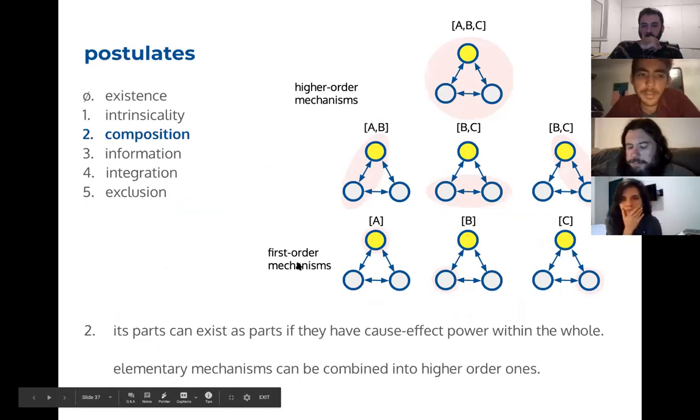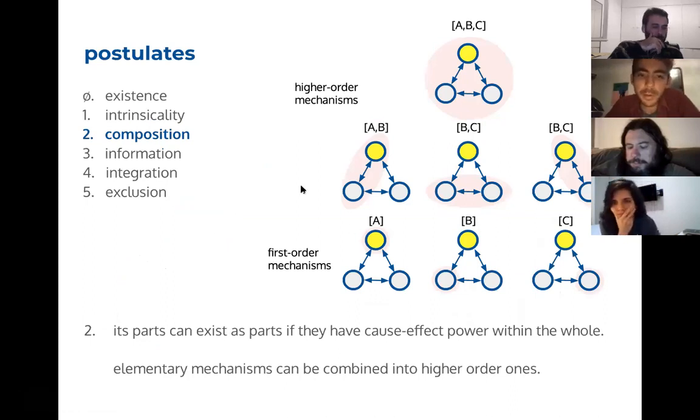So you would then ask what kinds of mechanisms it has. A, B, and C could be intrinsic mechanisms, parts within the system that are something, but you could also have higher order parts. So A and B could exist on top of A and B separately, right?